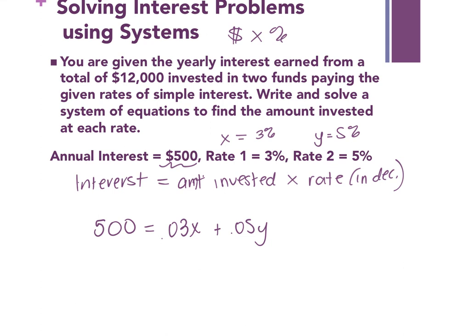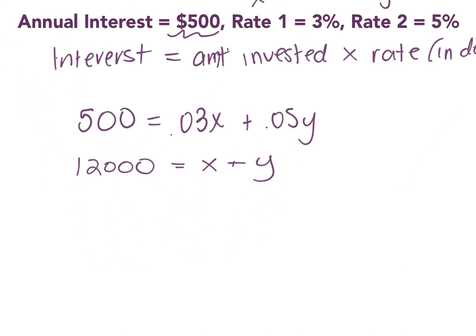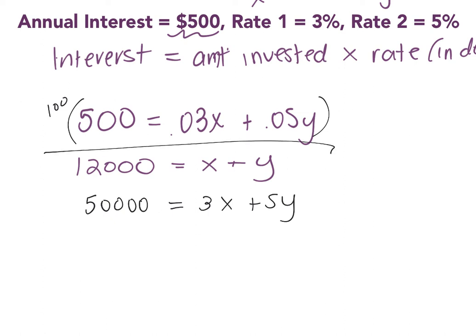What other piece of information did they give me that I haven't used yet? The 12,000. So that means what plus what is 12,000? X plus Y. The total amount invested at each is 12,000. From here, I can multiply this by 100 to get rid of my decimals. I'd get 5 with 4 zeros behind it equals 3x plus 5y. So I multiplied by 100 to get rid of the decimals. And now I can solve this system.